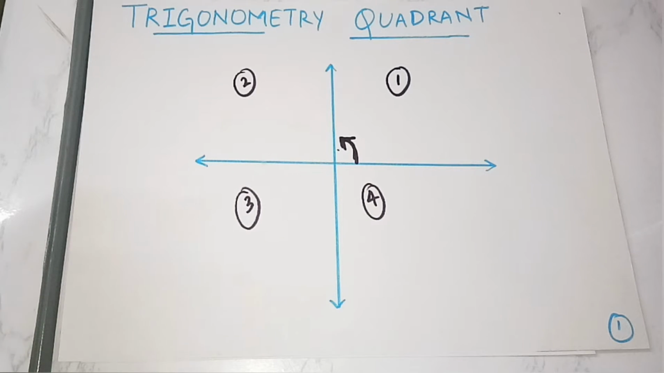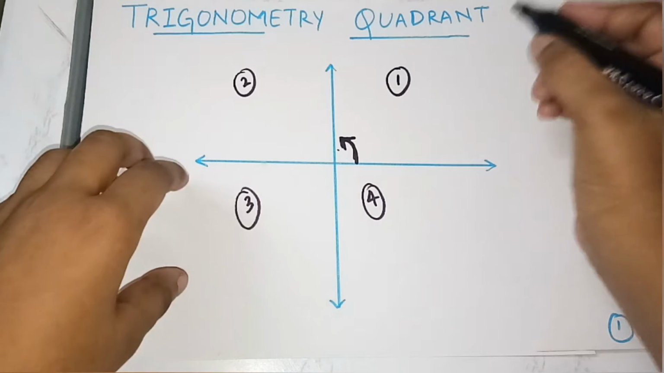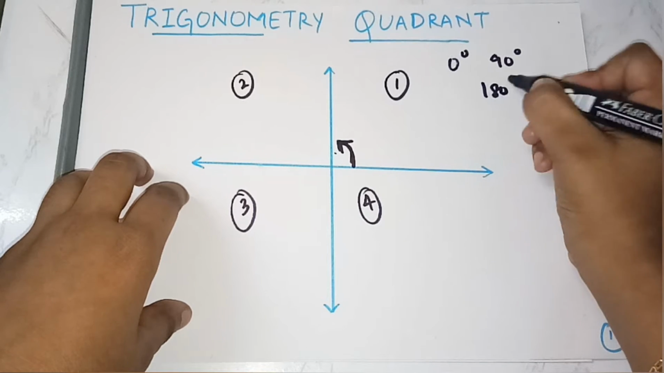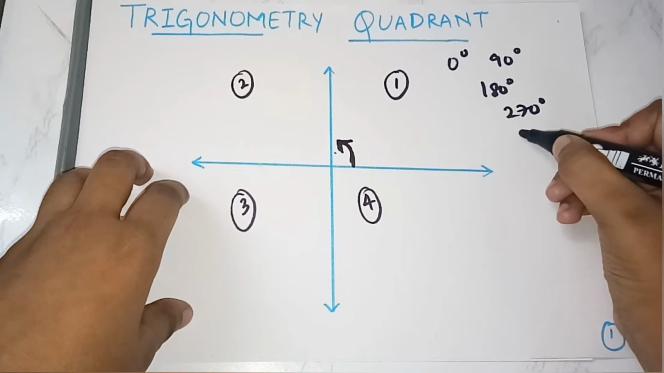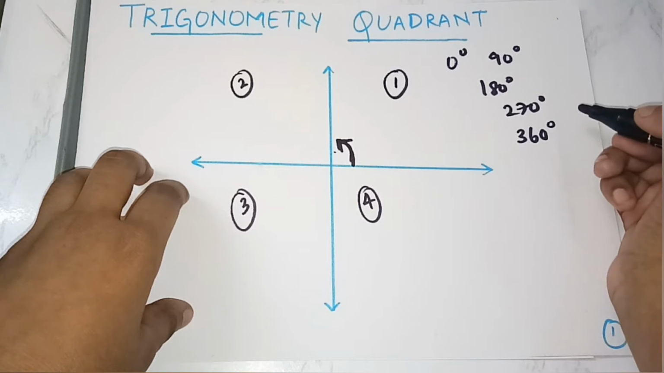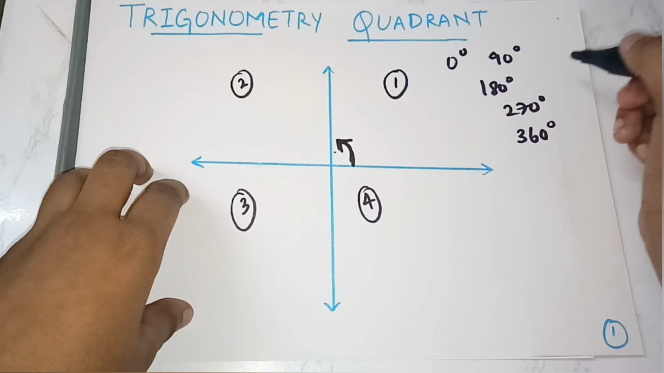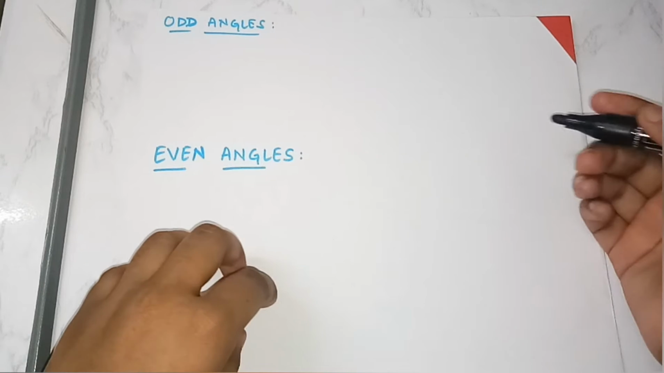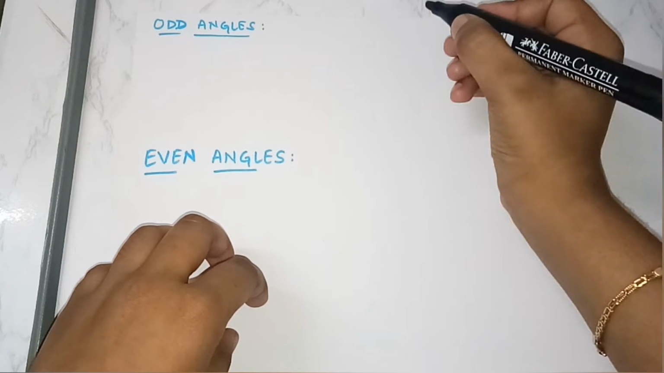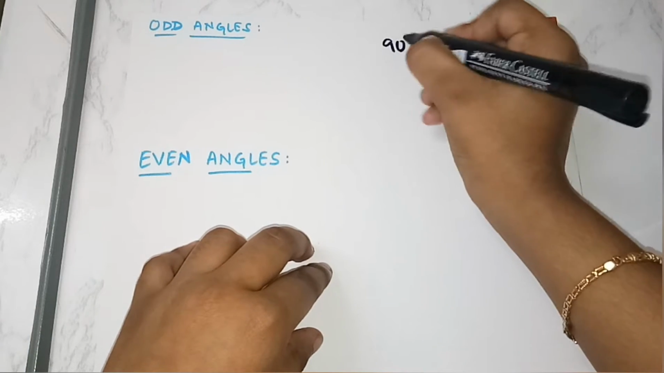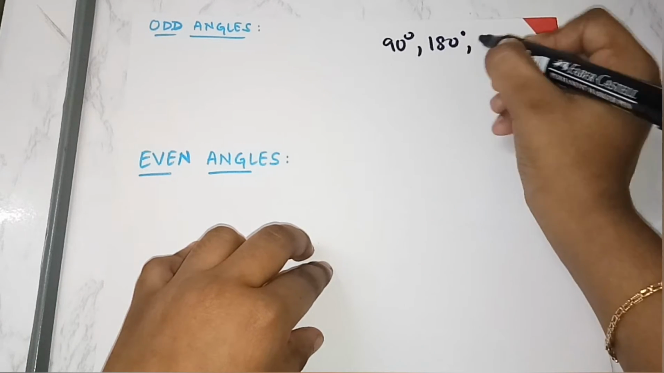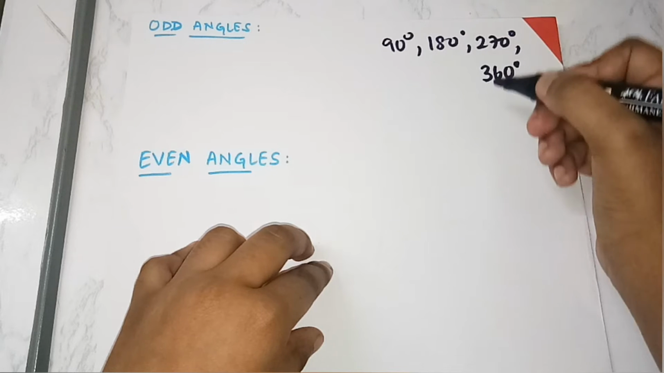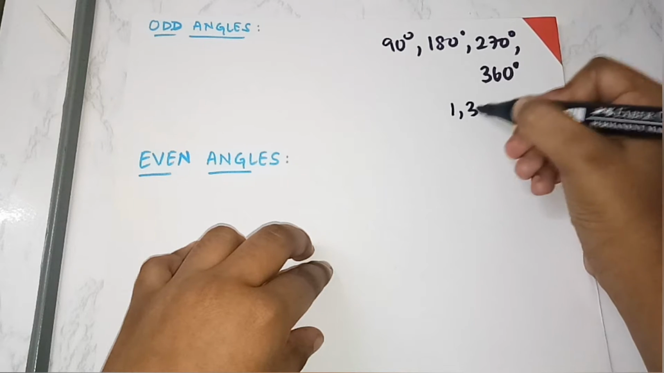So in this quadrant system, we will be mainly dealing with 5 angles: 0 degree, 90 degree, 180 degree, 270 degree and 360 degree. So before we move on, let us discuss about odd angles and even angles. Now for this concept, out of the 5 angles, we will be considering 90 degree, 180 degree, 270 degree and 360 degree. Now, we know that the odd numbers are 1, 3, 5, etc.